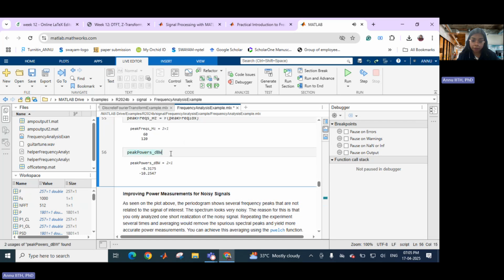So peak powers, which is in dB watt. Okay.